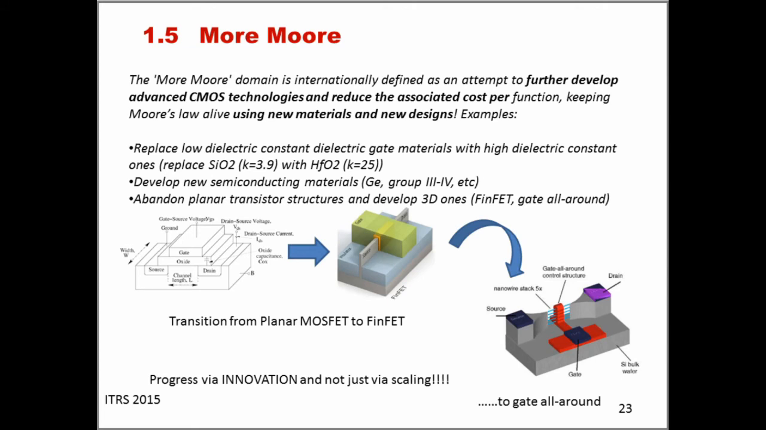For example, Moore means trying to keep Moore's law alive, to further develop CMOS technologies using new materials and new designs. So using clever ideas. For example, one was to replace low dielectric constant dielectric materials. People have always been using silicon dioxide, for example, which has a low dielectric constant, and replace it now with high K materials. We will see that doing this effectively you can reduce the leakage currents.